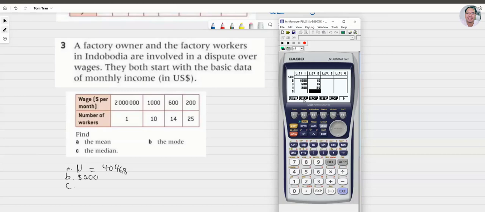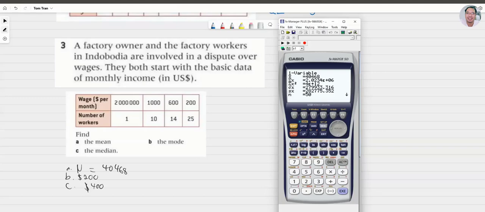The second function next to the graph. You do not need to hit the graph. Calculation, one variable. We already set the second list to be the frequency. One variable, which is the salary, the wage. The mean is 40,468. But the mean here means nothing because the salary of the CEO is far greater than the others. Outlier.